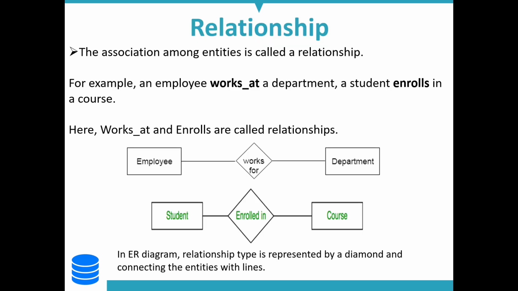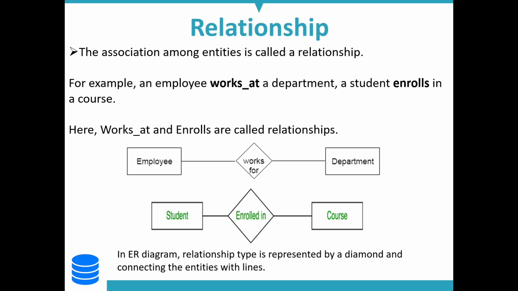Okay, relationship. The association among entities is called a relationship. For example, an employee works for a department, and students are enrolled in a course. Take a simple example: a particular professor works under the CS department. Works for is the relationship between the employee and the department, whether CSE, IT, or any other.